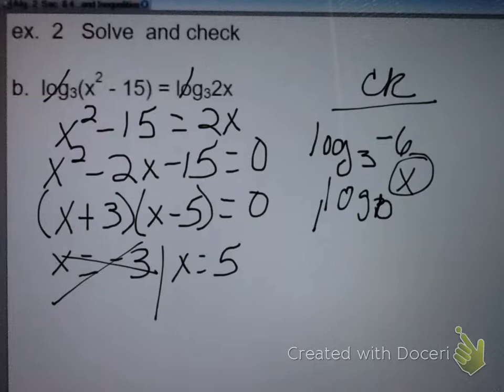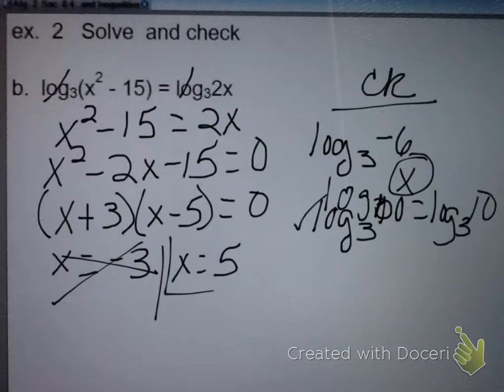Now let's test 5. Sorry, I didn't mean to write on top of everything. So it checks. So 5 checks.